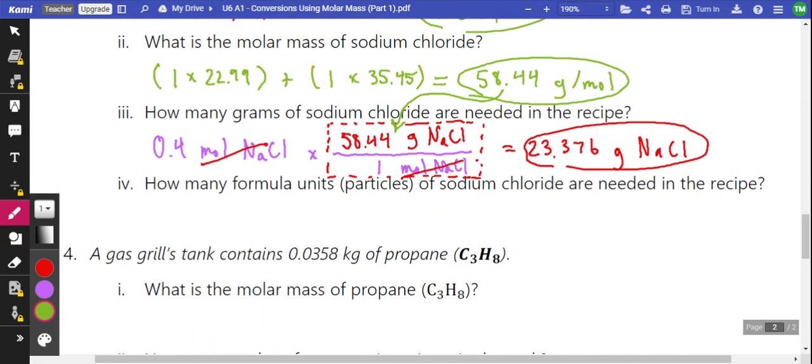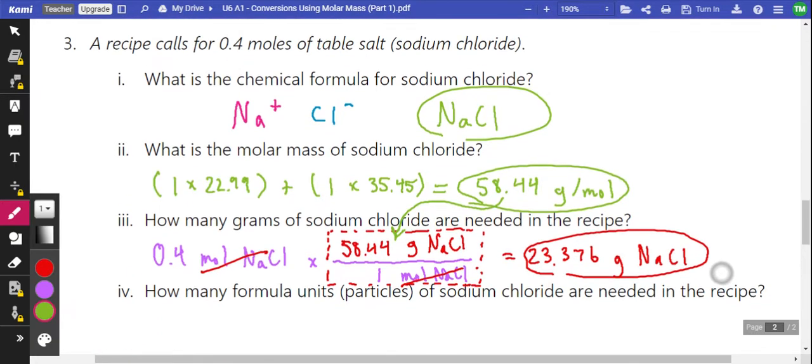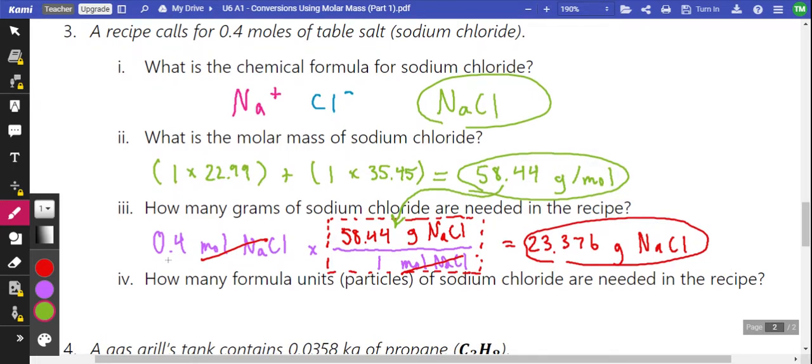How many formula units, aka particles, of sodium chloride are needed for this recipe? So I just got grams, but if I wanted to change from grams to particles, that would take 2 steps. I'd have to go back from grams to moles, which I should just get 0.4 again, and then go from moles to particles, since I know the relationship between moles and particles. So instead of doing all that, I should probably just start back with the number of moles that I had. We're already given 0.4 moles, so why don't we just calculate from moles to get the particles?